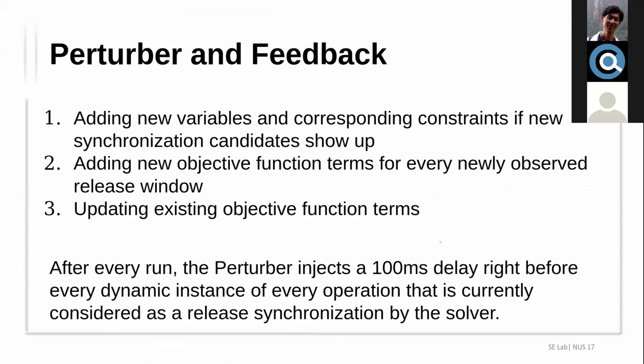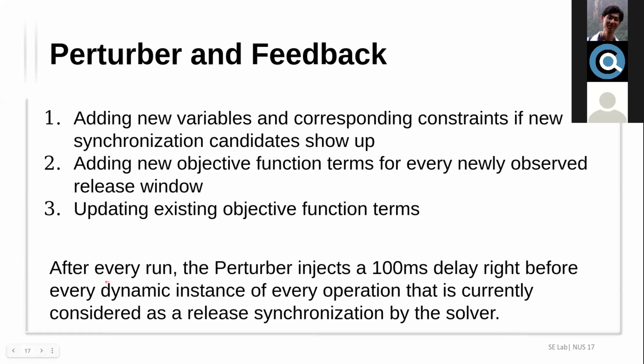Okay. So they mentioned that they will add new variables and corresponding constraints if new synchronization candidates show up, but I'm not exactly sure how they do it. I think it's because for each input they run multiple times, so perhaps it's from multiple inputs that they get new variables and candidates. Each newly observed release window, they will add in new function terms and they will update the existing function terms across the runs.